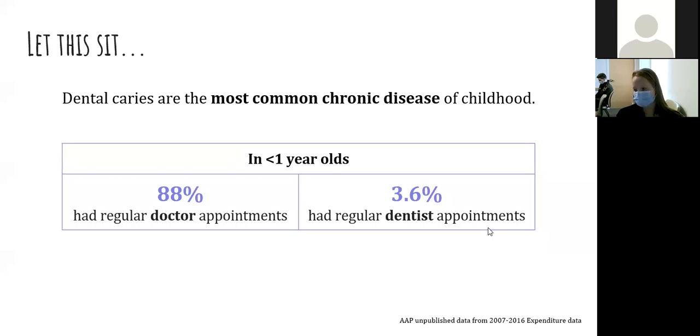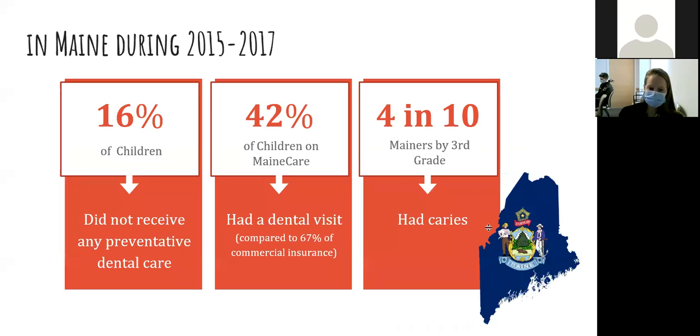There's certainly an issue with access to care because in kids less than 1 year old in the US, 88% had regular doctor's appointments, but only 3.6% had regular dentist appointments. Having grown up in Maine, I definitely heard that dental care was a problem. And this is borne out in the numbers as well.